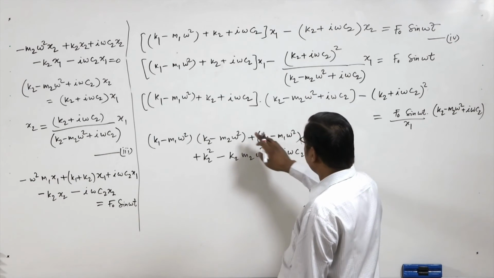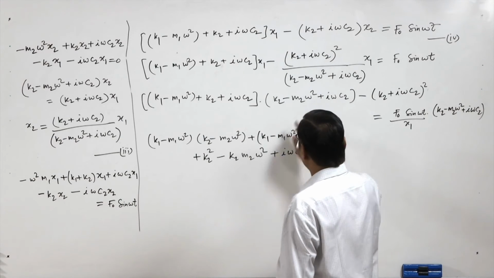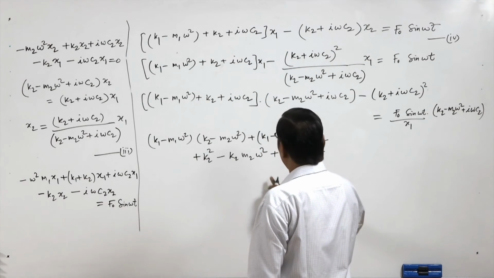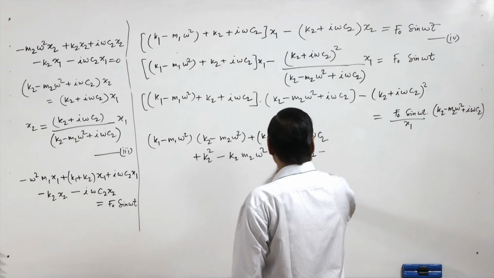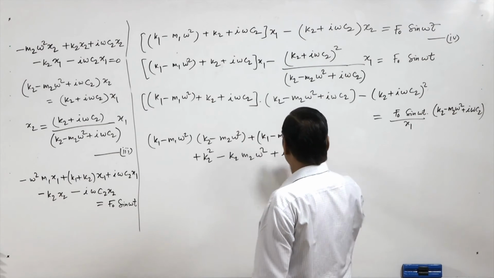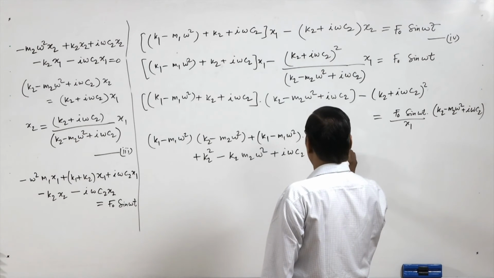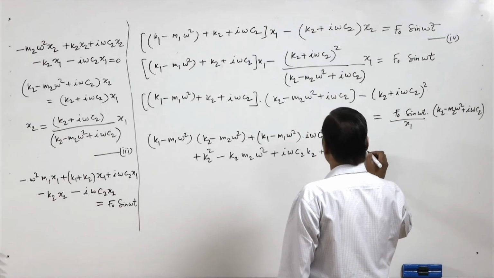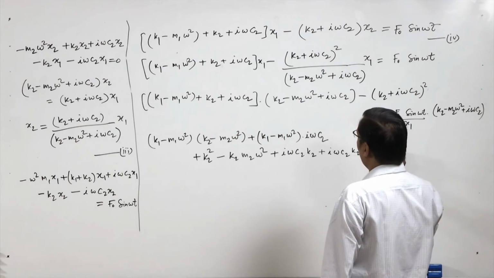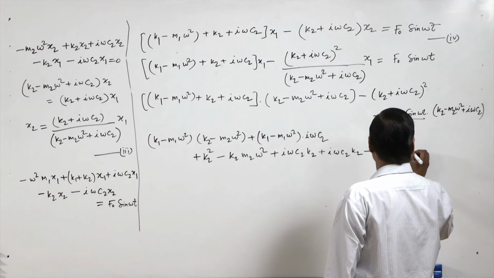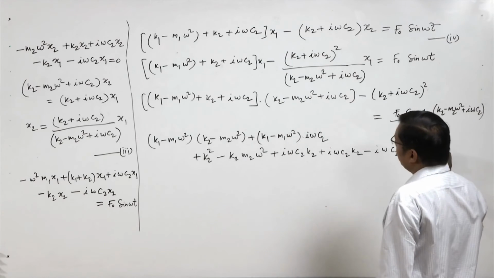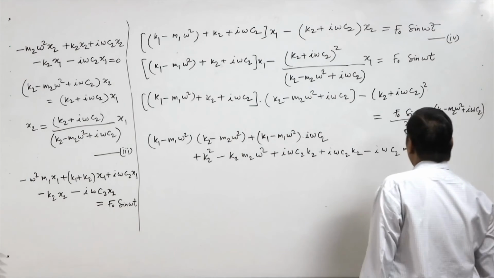So iω, so k2² minus k2 m2 ω² plus iωc2 k2. Now we multiply this term to all. So this is plus iωc2 k2 minus iωc2 m2 ω², and then (iωc2) whole square.